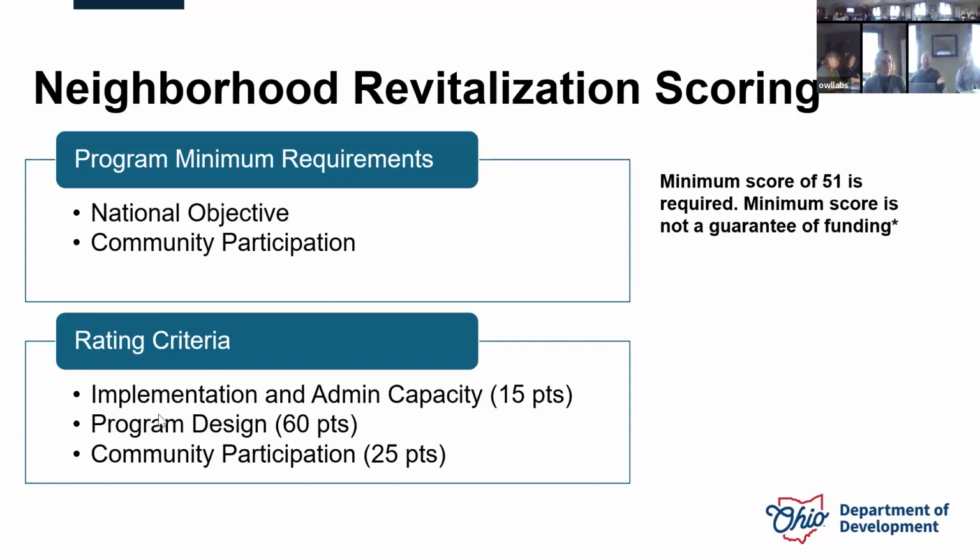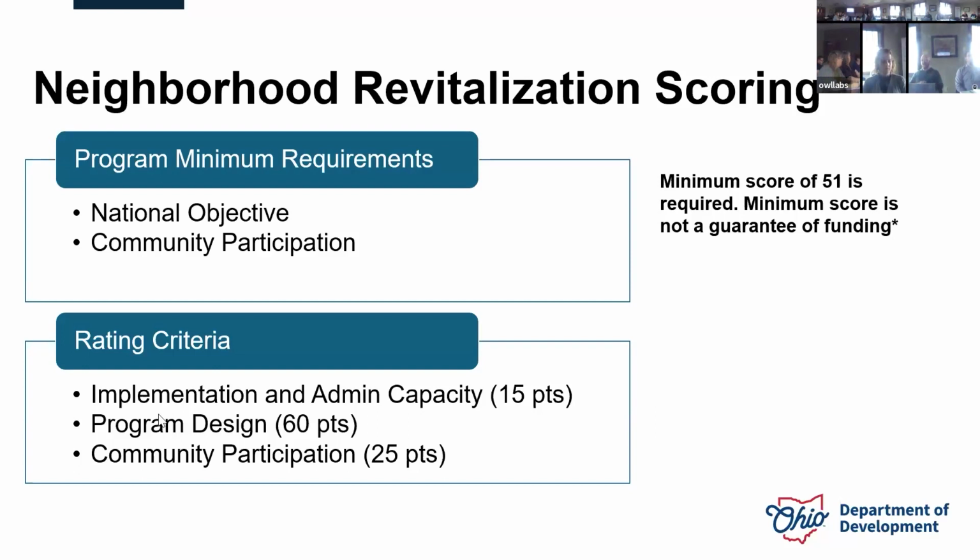So with the neighborhood program, it has to be that national objective of LMI area benefit. That's either using the ACS data that we use, or you're doing an income survey. If that ACS data says your area is not 51% or more LMI.